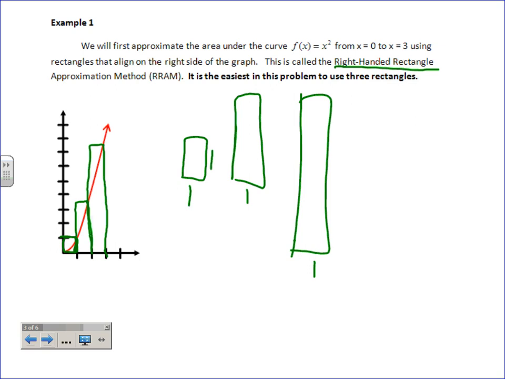This one right here, and maybe I'll trace it in red. This one here is still 1 wide, but how tall is it? Yeah, because you put in an x value of 2, right? You put 2 in, and it's a y value of 4. And the last one, once again, it's still 1 wide, but your x value is 3, so how tall is it? It's 9.